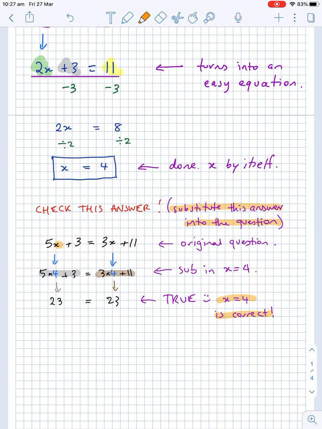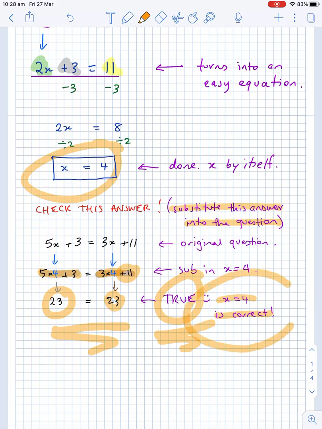So let's do that. So we've got x is a 4 here and a 4 here, and let's see what the left hand side and the right hand side look like, or what they equal, sorry. So 5 times 4 is 20, plus 3 is 23. And over here, 3 times 4 is 12, plus 11 makes 23. So because we got 23 equals 23, that's a true equation. And that's the idea. We're trying to solve for x so that it is true. So therefore, we know that our x equals 4 is correct.